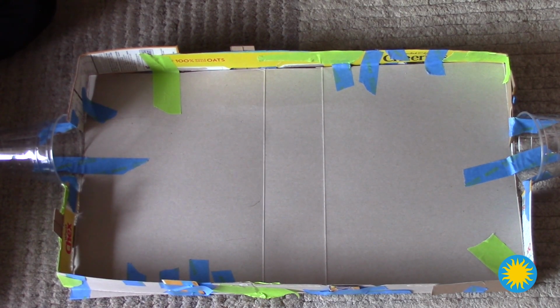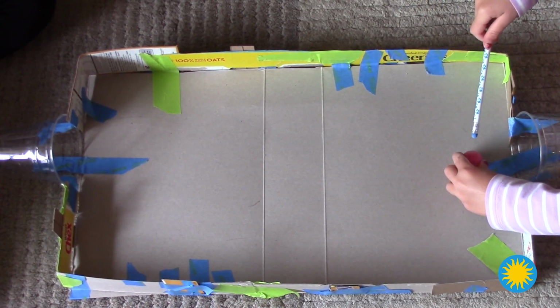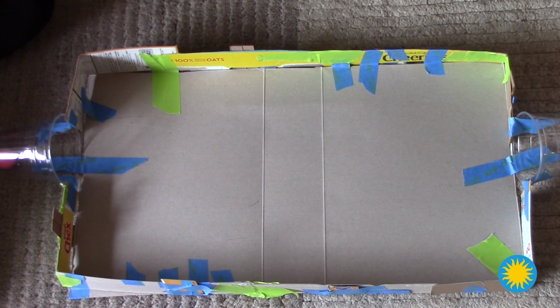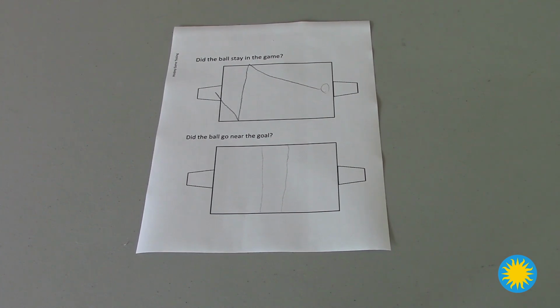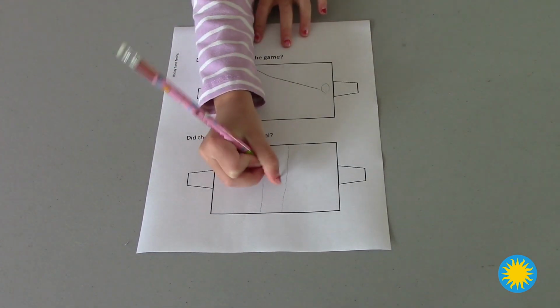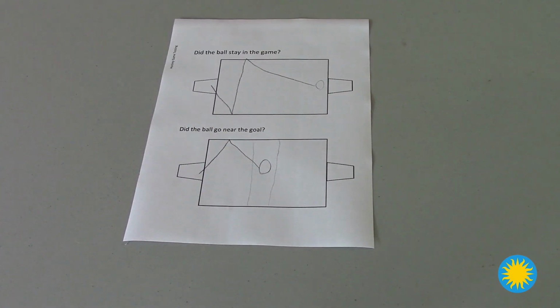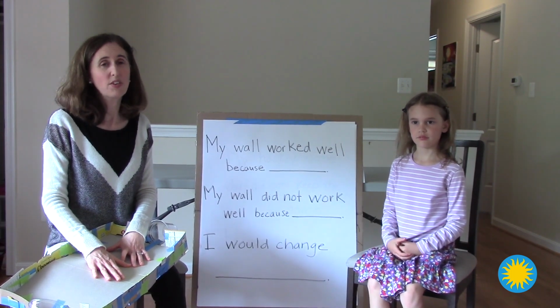Push your ball into a side wall and see if it goes into the goal. You can test it more than once. Draw a picture to show what happened when you push the ball into the side wall. Pause the video to test out your game.